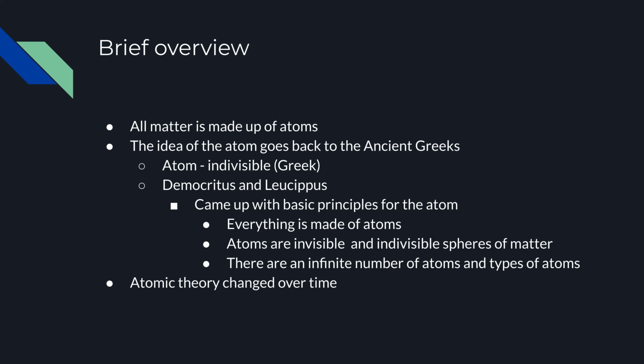All matter is made up of atoms, and the idea of the atom goes back to the ancient Greeks. Essentially, atom is Greek for indivisible, and was coined by the Greek philosophers Democritus and Leucippus. They came up with the basic principles for the atom. These were that everything is made of atoms, atoms are invisible and indivisible spheres of matter, and that there are an infinite number of atoms and types of atoms.